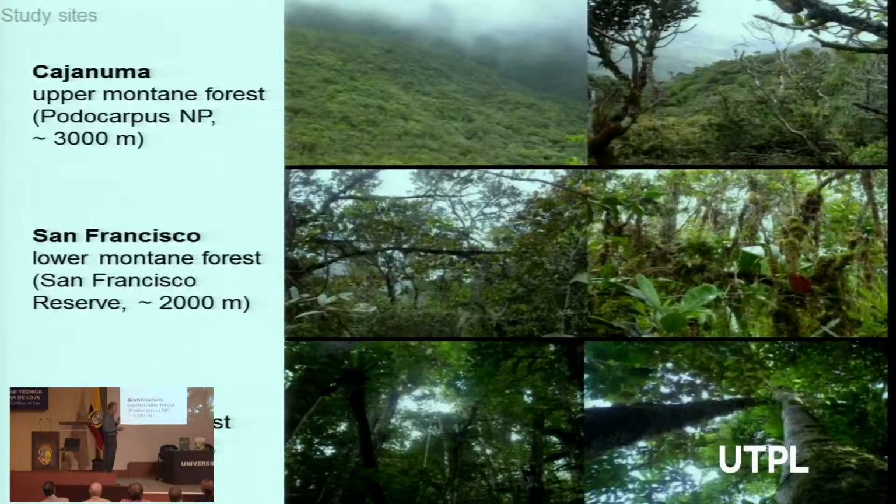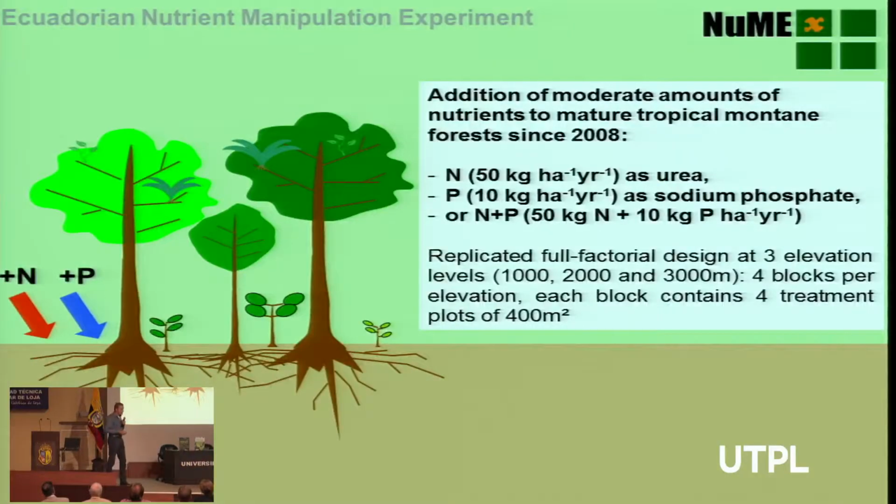Three elevations, three different forest types with different structure of forests. So we find here in the transition from lowland to montane forests still tall trees up to 40 meters, and then at the mid-elevation site, San Francisco forest at 2,000 meters, with trees between 12 to 15 meters at the study site, and then smaller size trees at the upper elevation site.